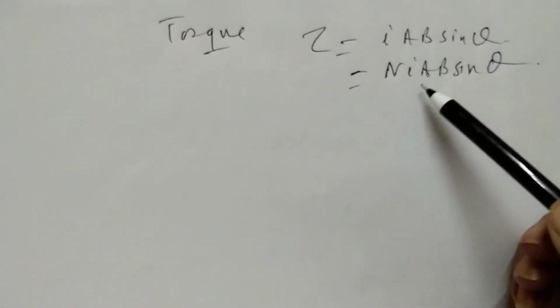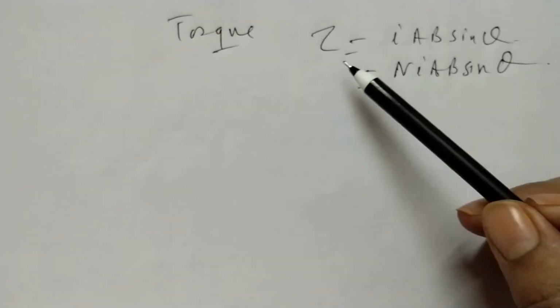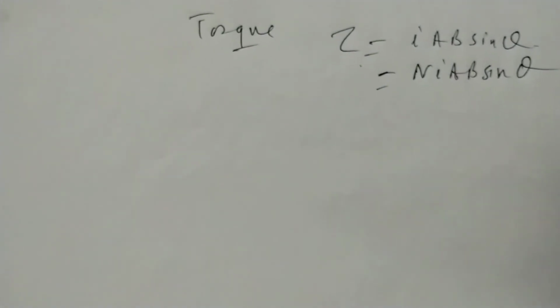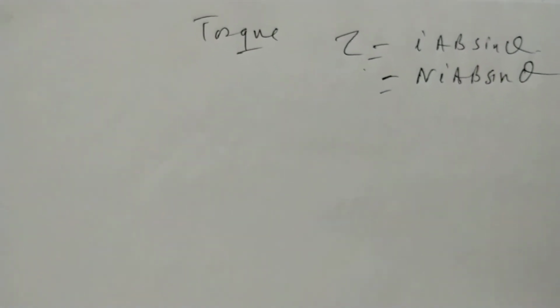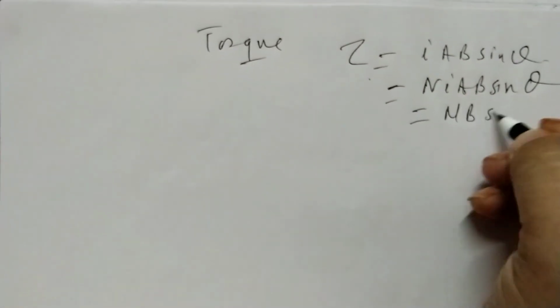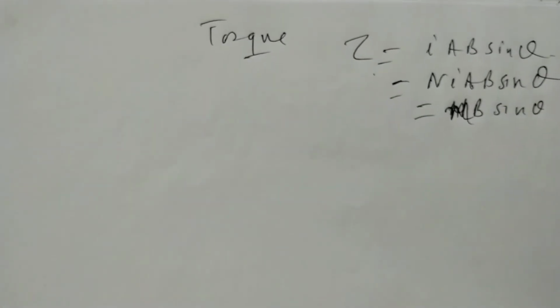Suppose you take a coil and current is passing through it, so it creates a magnetic field. The torque is given by this formula. Now we can also write this equation as torque equals n i A B sin theta, and we can very well write this as m B sin theta. Here m, small m, is the magnetic dipole moment.